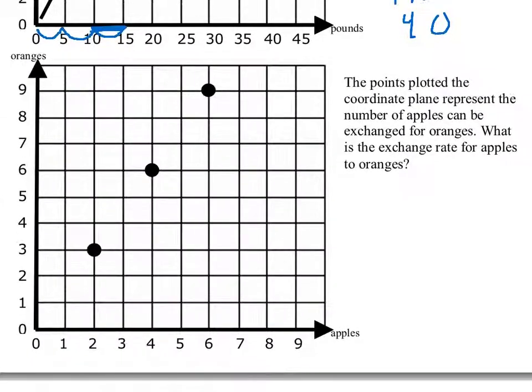One last one. It says the points plotted in the coordinate plane represent the number of apples that can be exchanged for oranges. What is the exchange rate for apples to oranges? Okay, so if I want to find the rate, I need the rise over run. My rise are in what units? Oranges. And my run is in apples.